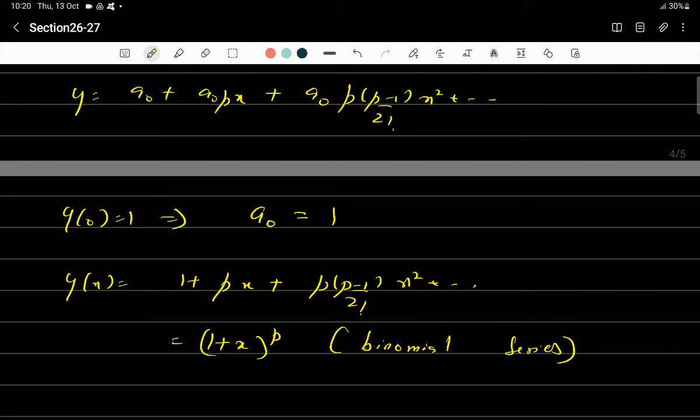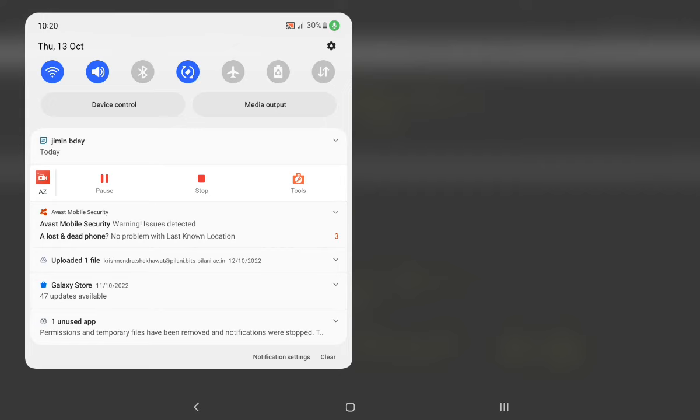Okay, so in the next class we will see how to find the power series solution of second order differential equations.